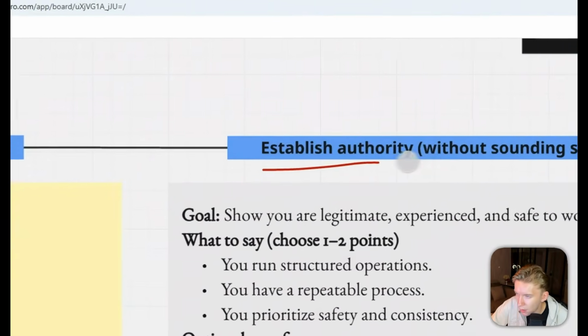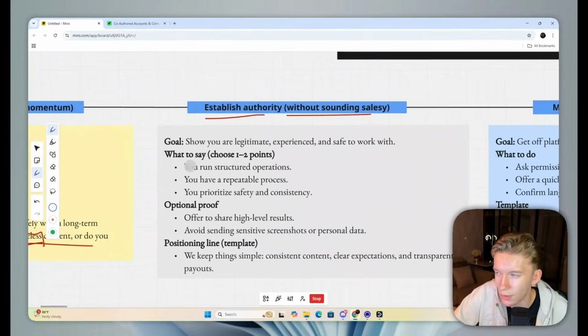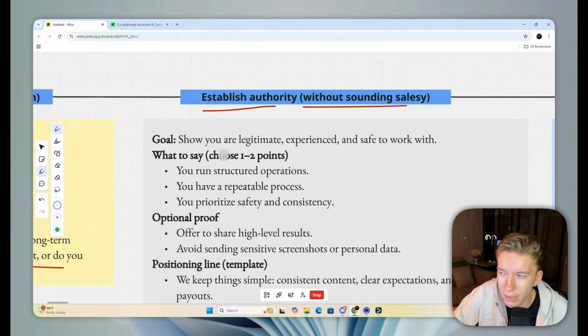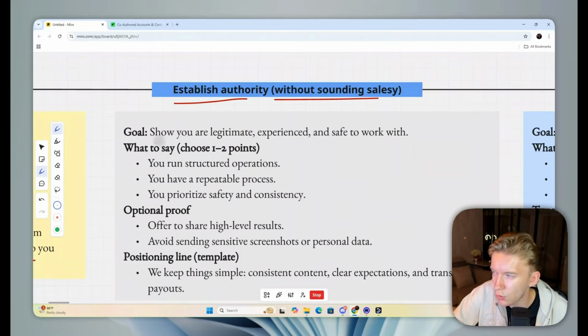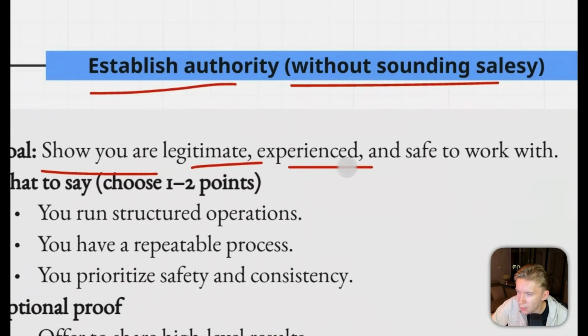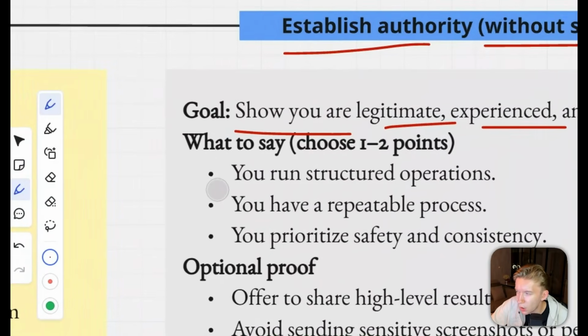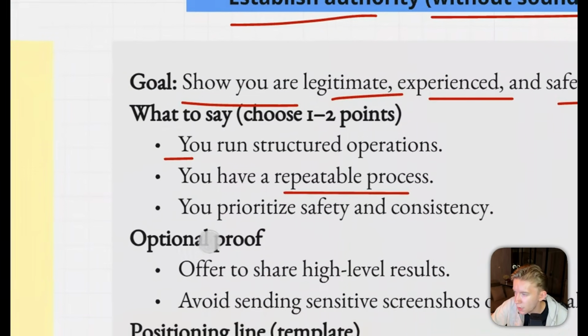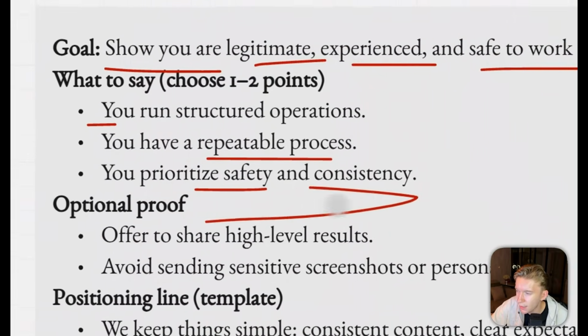Again, establish authority without sounding salesy. Okay, you don't want to sound like a salesman. You want to sound like a friend, a good businessman, someone trustable. So again, show your legitimate experience is safe to work with. You can say stuff like you run structured operations, you have a reputable process. And again, you prioritize safety and consistency, right?